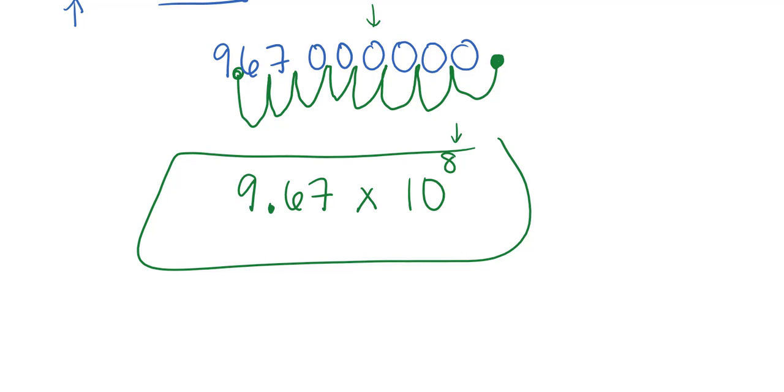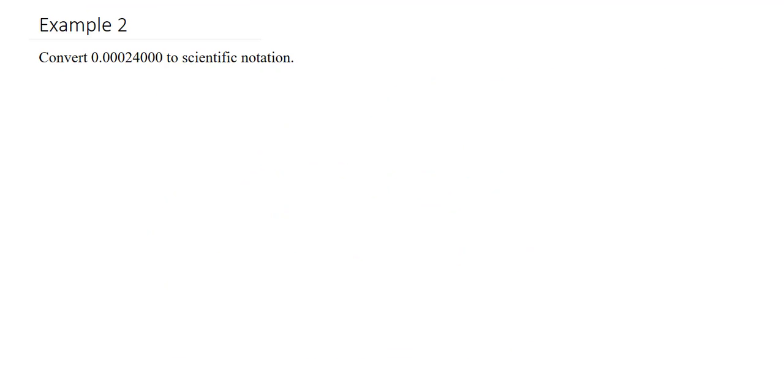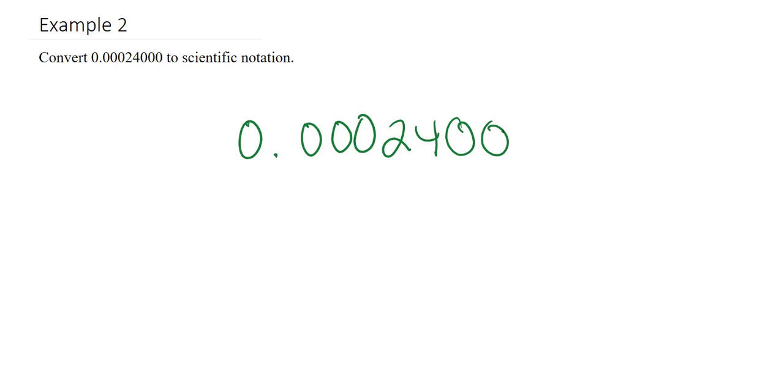Now let's look at the next example. Example 2, we're going to convert this number to scientific notation. So let's rewrite this. We have 0.000, then 2, 4, and then a couple more zeros. Now remember, we want to move this decimal so there's only one number to the left of it. So we're going to put it right here because these are just zeros, and we want a number between 1 and 9. So let's move this decimal: 1, 2, 3, 2.4.